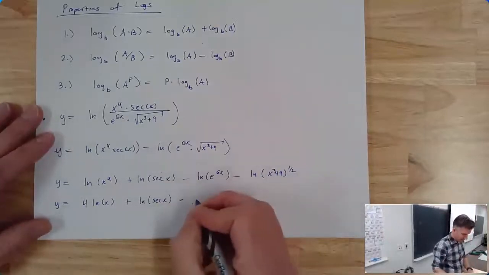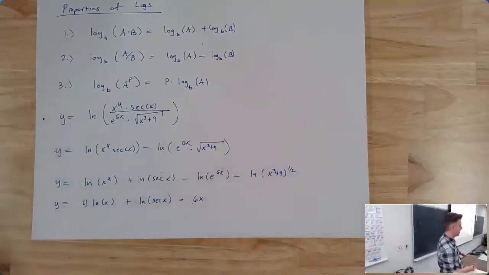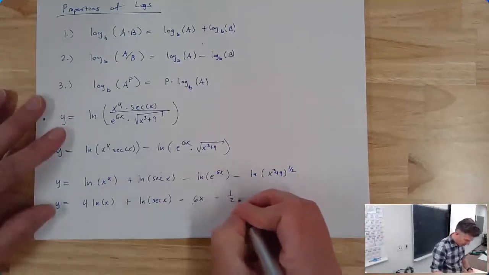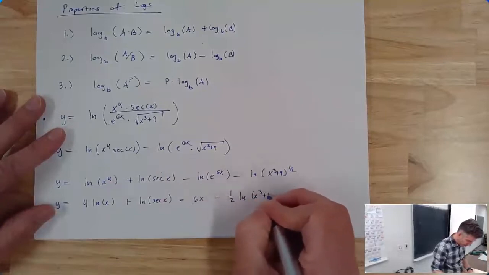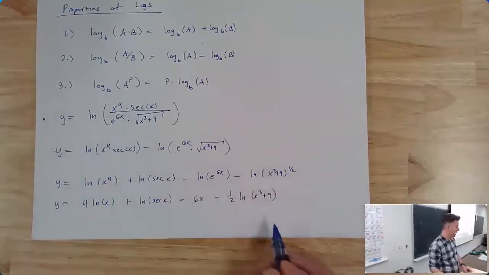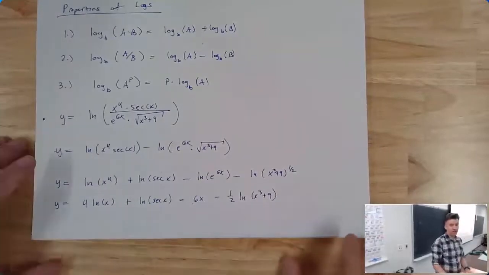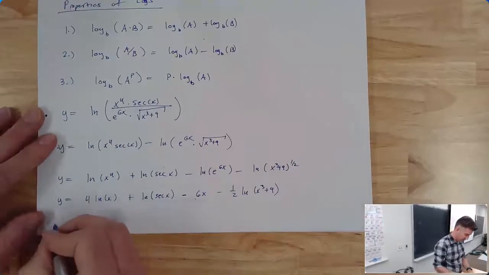Here I'm going to write minus 6x. I'm not going to write the natural log of e because natural log of e is just 1. And then here I'm going to write minus 1/2 natural log of x cubed plus 9. There's no way to break up the x cubed plus 9. That 3 can't come down as a power. We're stuck with it. Now we're finally at a place where we can differentiate, or we should differentiate.